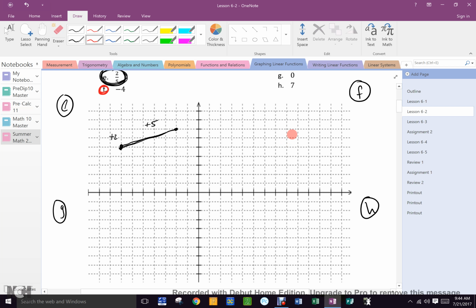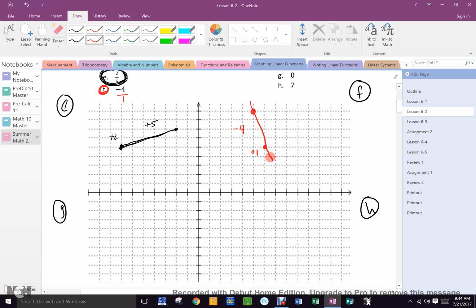F is over here. I'm going to start at a random point. I'm going to start there. I need a slope of negative 4. What is negative 4 really? Negative 4 over 1. So I go down 4 like Amrit says. 1, 2, 3, 4. And then what? Left 1, right 1. To get a negative 4 rise and a positive 1 run.